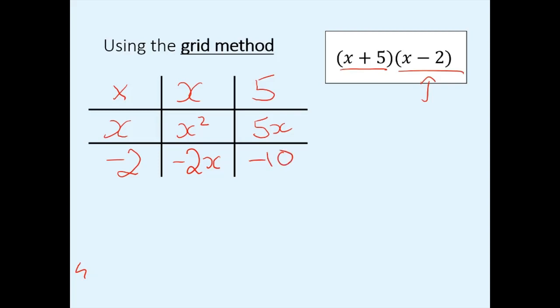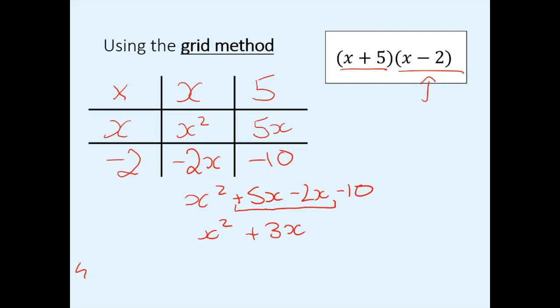Once you've done that, it is good practice then to write out all 4 as one long expression. The reason for this is simply that if you've done this, you're likely to get nearly all the marks for doing the expansion. The final mark is for simplifying. The x squareds, there's only one set of x squareds, but there are 2 x's. There's a 5x and a minus 2x. So 5x take 2x is 3x, and then there's a minus 10 at the end. And that's the complete expansion.